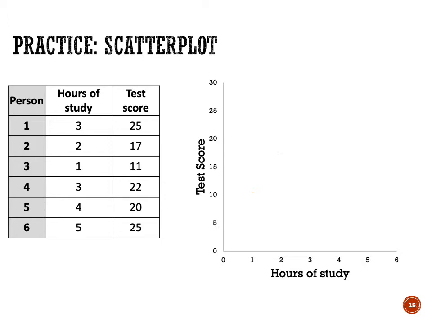The first person has 3 hours of study and got a score of 25 on the test. So that data point is going to be somewhere around here. The second person studies 2 hours and got a 17 on the test. So that data point is going to be around there. For the third person, I'm going to match up 1 on the x-axis and 11 on the y-axis for a data point that's there. And then here are the next 3 data points.